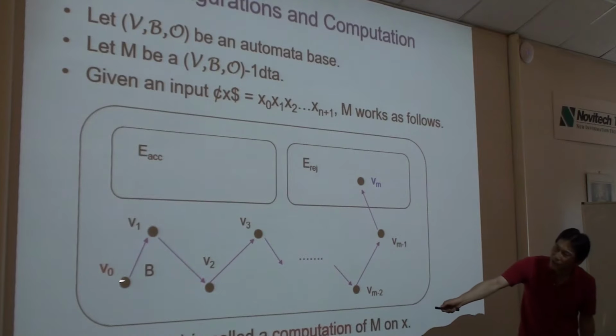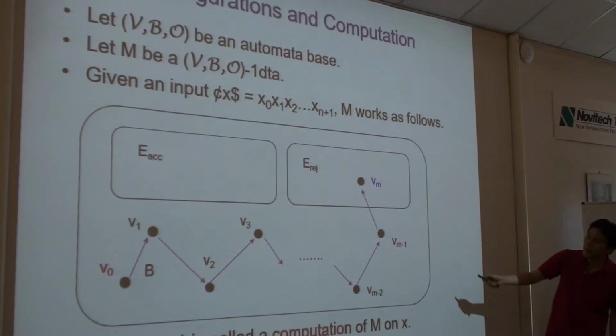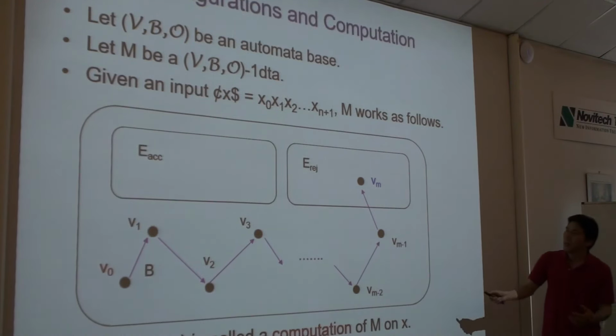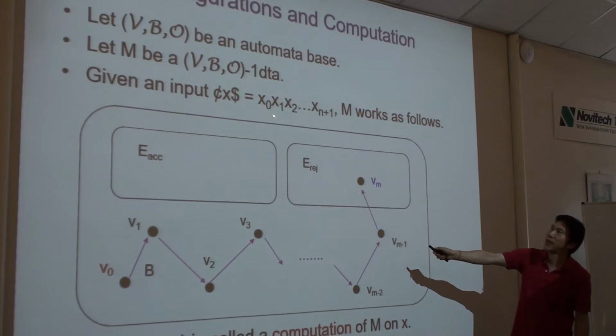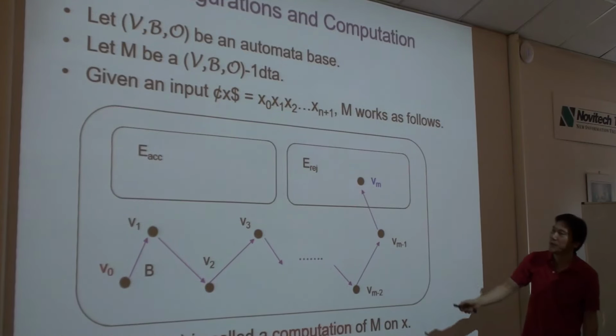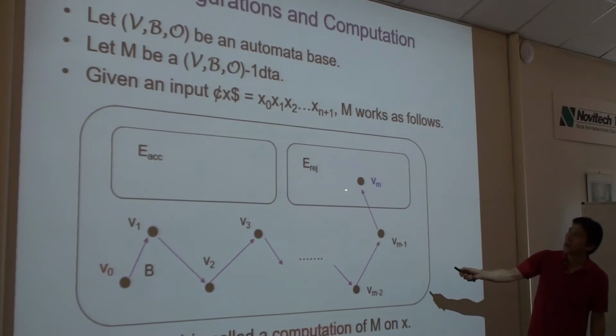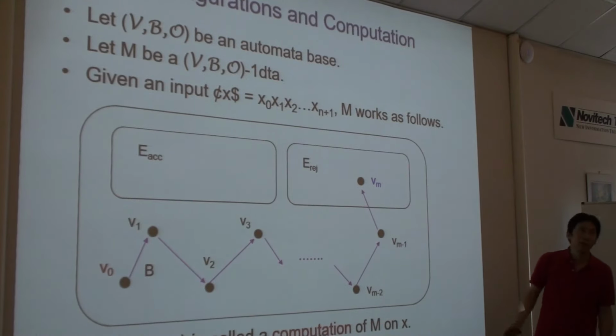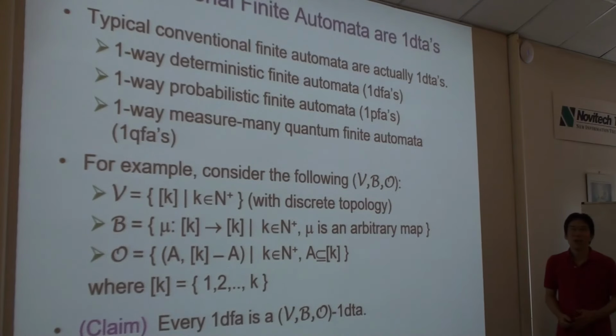So this tuple, starting with the V0 up to the V sub m, is called the computation of m on this x. As you see, I'm not requiring the machine to read the whole entire thing. As long as they fall into the accepting configuration or rejecting configuration, the computation stops. Later on, you can easily modify the definition so that you can go into either the accepting configuration or rejecting configuration.